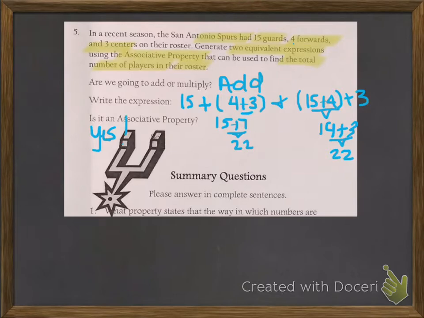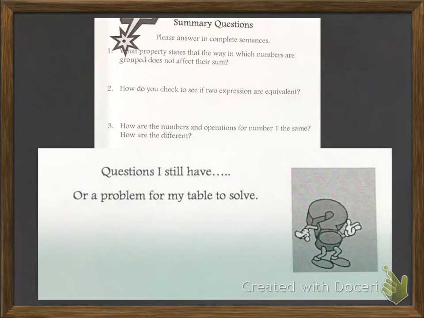Therefore, we want to write our 2 expressions, so it's kind of hidden underneath the Spurs sign. 15 plus parentheses 4 plus 3 equals parentheses 15 plus 4 plus 3. It is true by associative property of addition. Now I would like you to answer these summary questions, and if you do not have a question that pertains to not understanding something about these properties, then I need you to just write a problem for your table to solve tomorrow.